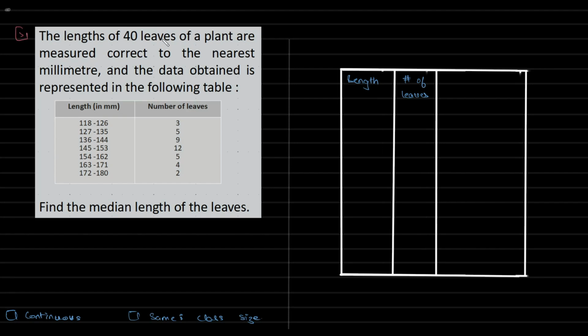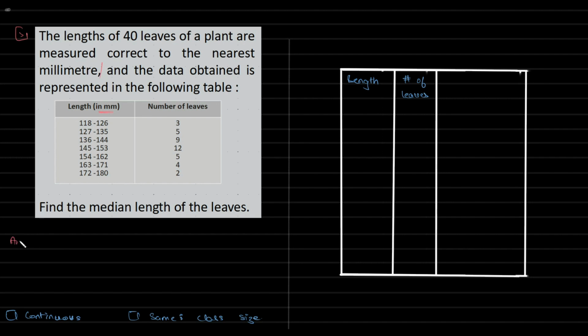The length of 40 leaves of a plant are measured correct to the nearest millimeter. The data obtained is represented in the following table. So we have the length measured in millimeter and the number of leaves which match this set of data. Find the median length of the leaves.